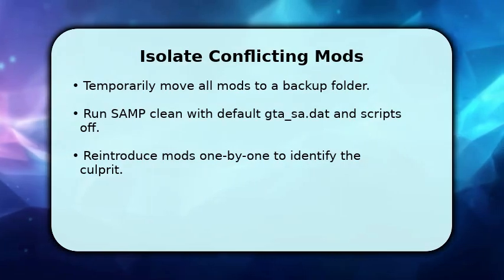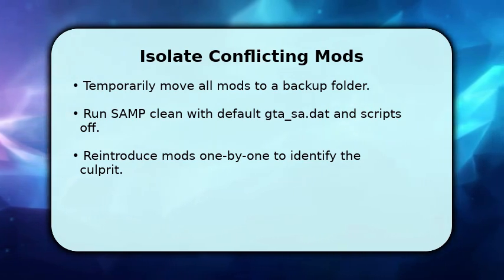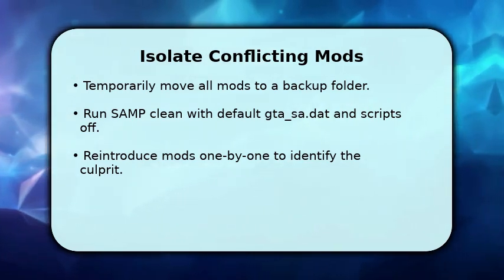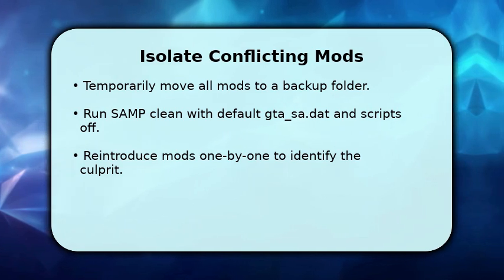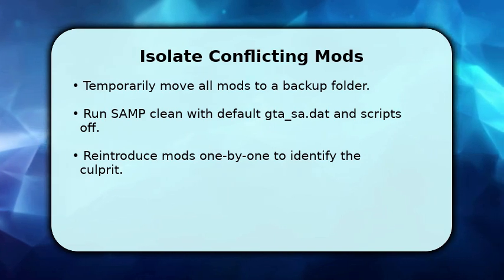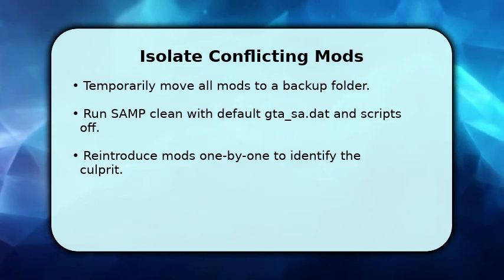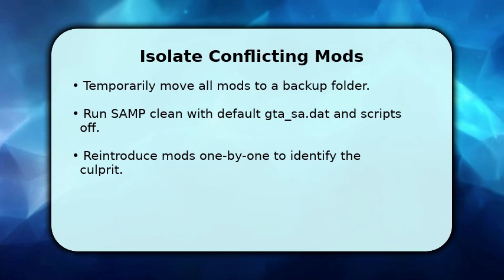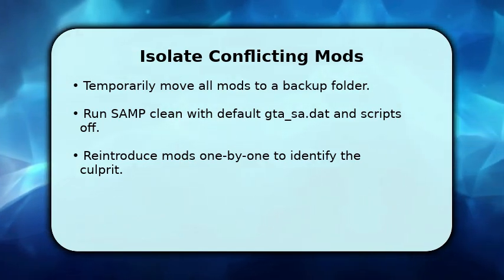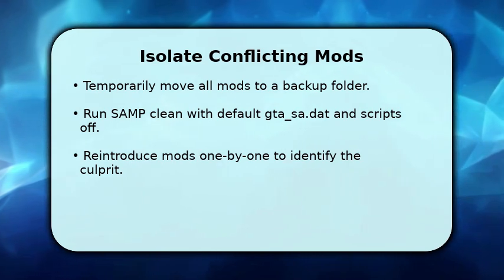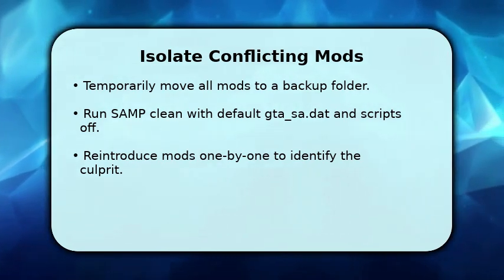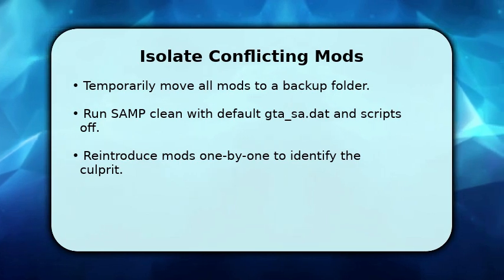Next, isolate conflicts by running SA-MP with a clean game state. Move all mods to a backup folder and launch using the original gta_sa.dat and no custom scripts. You do this because many texture, audio, or CLEO modifications alter memory layout and cause crashes only in multiplayer. Once SA-MP runs clean, reintroduce mods one by one, relaunching after each addition to spot which mod triggers the crash. This systematic approach pinpoints the exact source without guesswork.